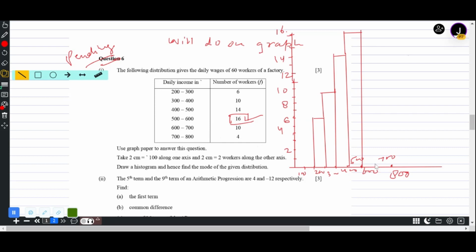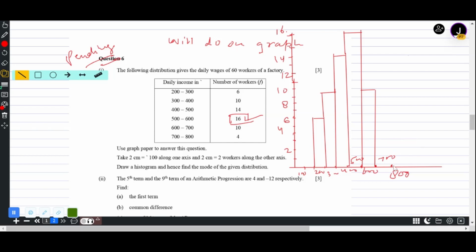This is the graph we got. Maximum class range is 700 to 800 daily income. So all these classes we have represented through bar charts. So what do you see? So we have to draw a histogram.